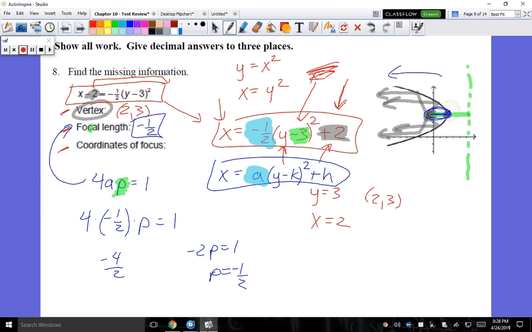We know that this vertex was in fact (2, 3). So if I'm adding to the x value, that 2, a focal length of -1/2, adding a negative is the same as just subtracting. We're going to be able to see how much it is going to move to the left. So 2 minus 1/2 is 1.5. And the coordinates of the focus would be (1.5, 3).